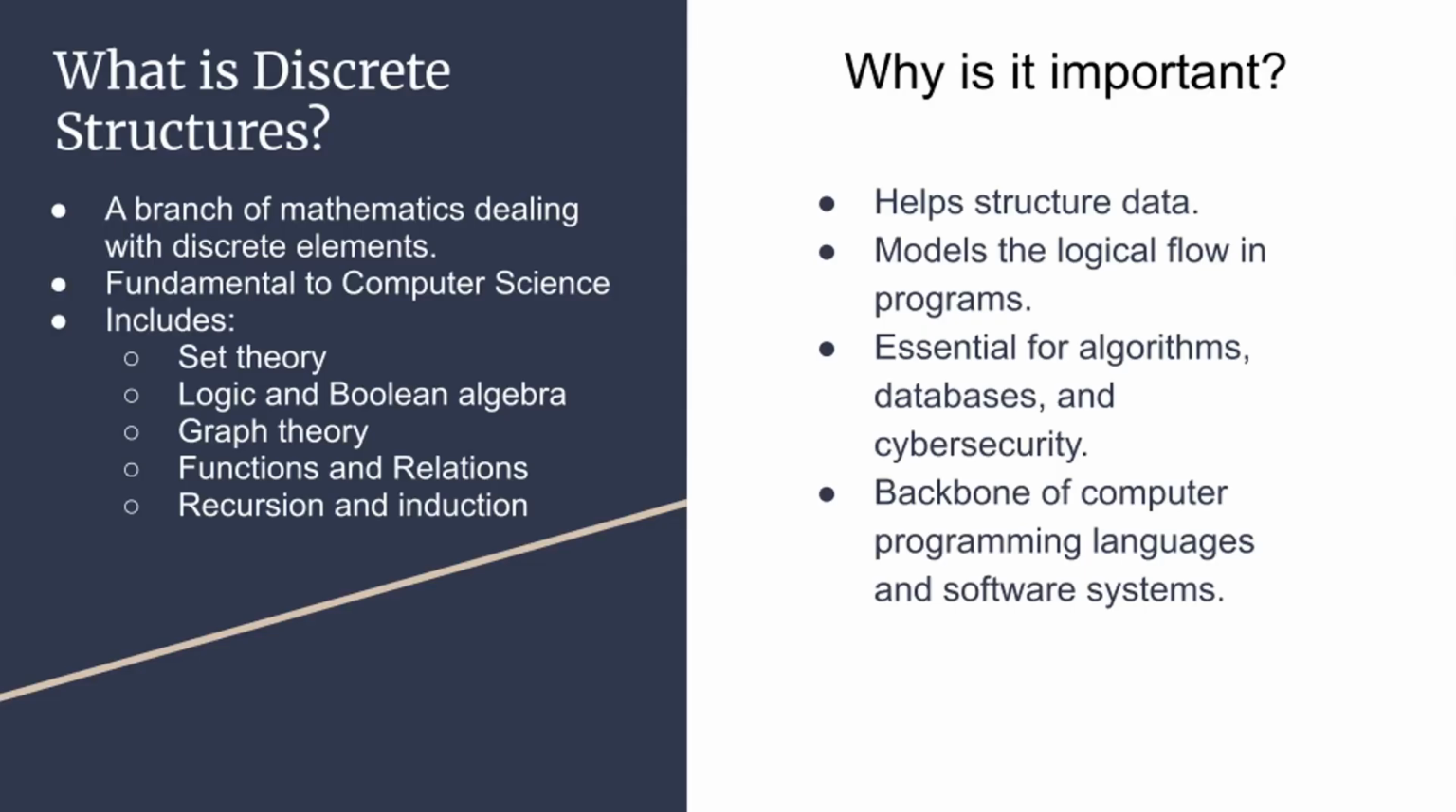What is discrete structures? A branch of mathematics dealing with discrete elements fundamental to computer science. Includes set theory, logic and Boolean algebra, graph theory, functions and relations, recursion and induction. Why is it important? Helps structure data models and the logical flow in programs. Essential for algorithms, databases, and cybersecurity, the backbone of computer programming languages and software systems.